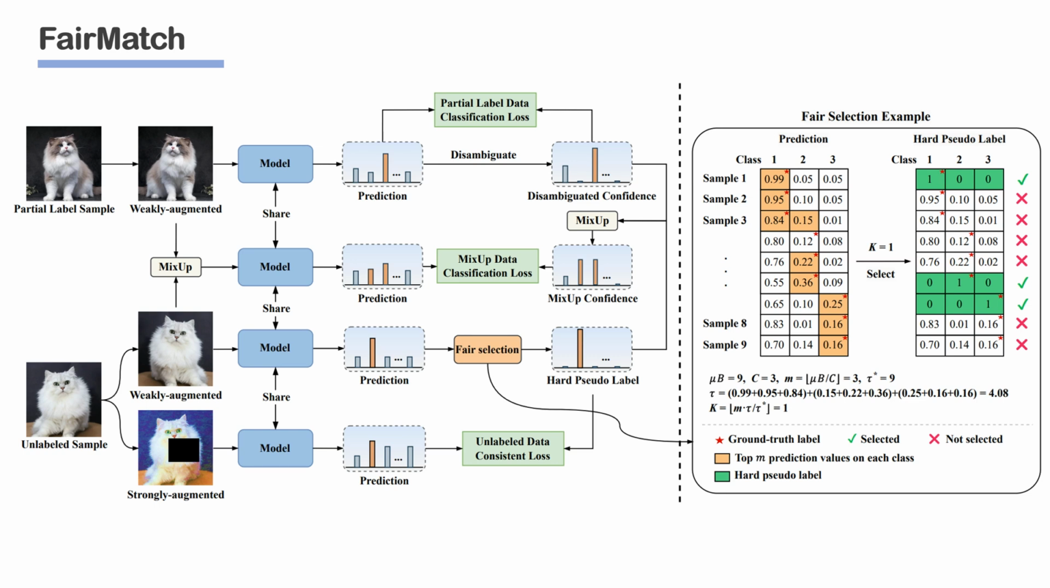In addition, we adopt candidate label disambiguation to utilize the partial labeled samples, and mix up the partial labeled samples and the selected high-confidence unlabeled samples to prevent the model from overfitting on partial label samples.